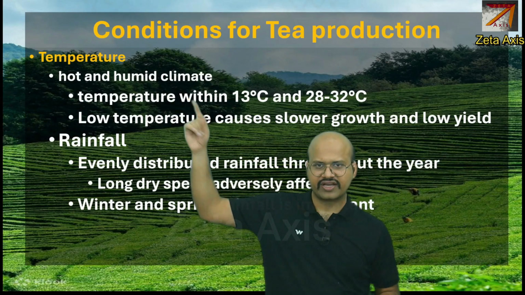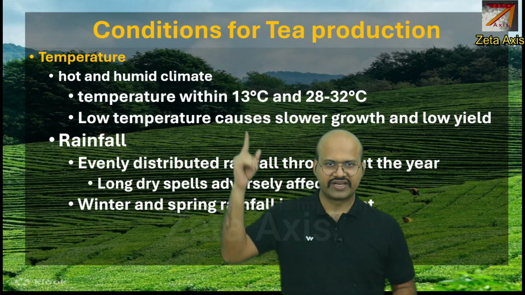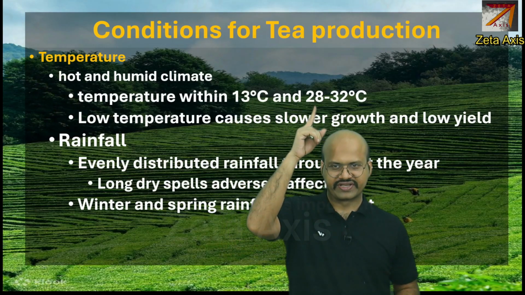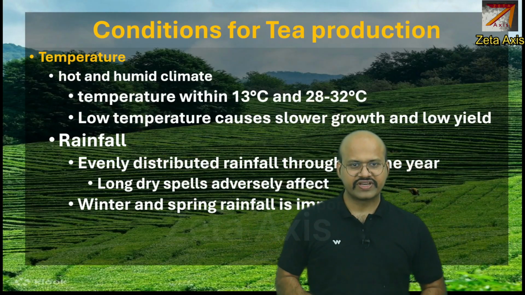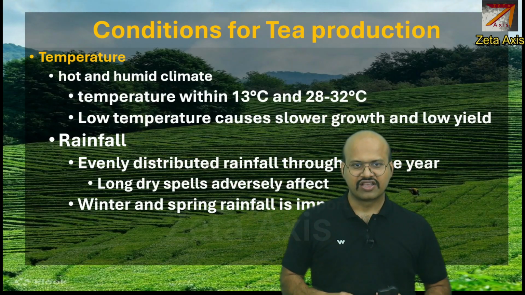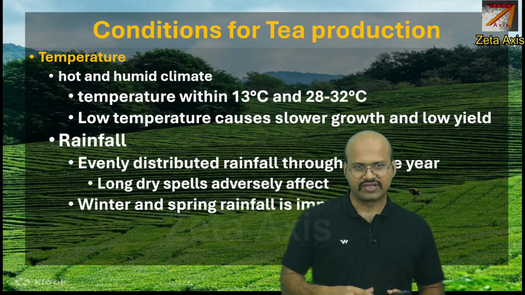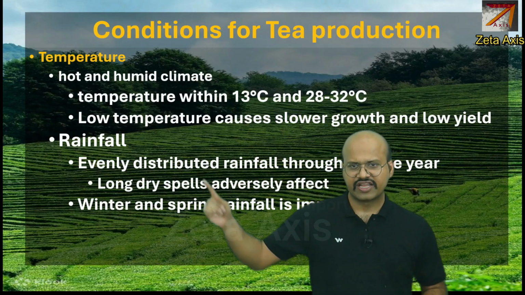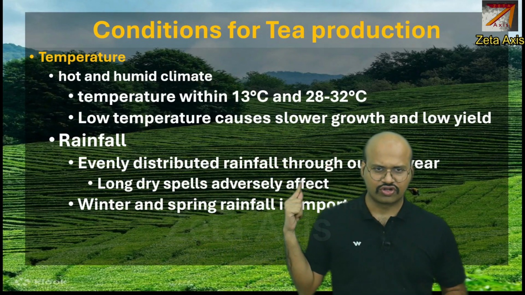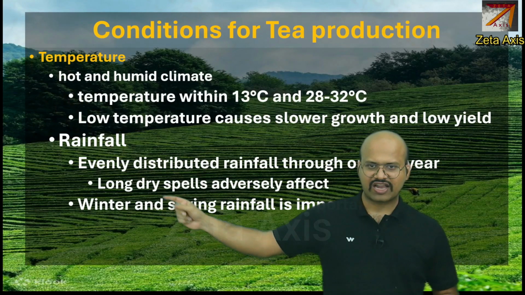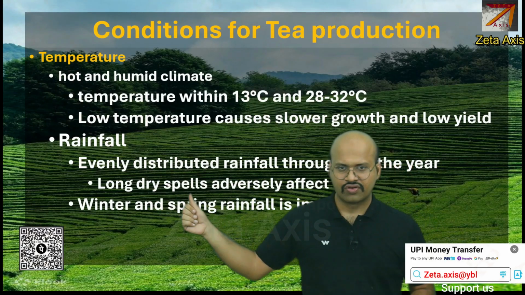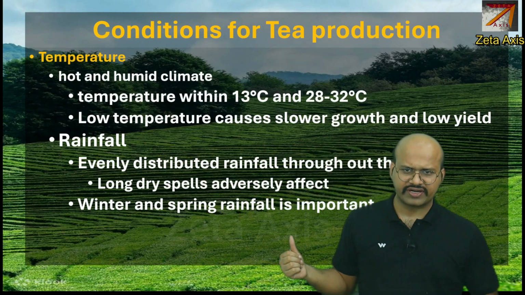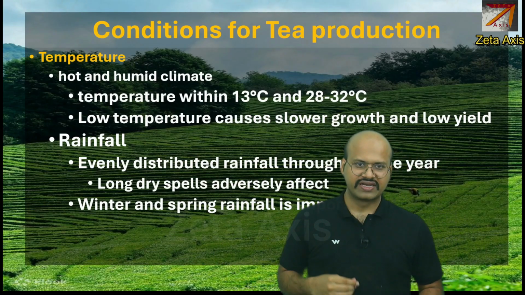It requires a hot and humid climate, with temperature within 13 degrees Celsius and 32 degrees Celsius. Low temperature causes slower growth and low yield. So if the temperature goes lower, then the growth of the tea is hampered. It grows more slowly and the yield is less. Rainfall again should be evenly distributed throughout the year. Longer dry spells will adversely affect the growth of tea. Winter and spring rainfall is important, and too much cold is not good for tea production.